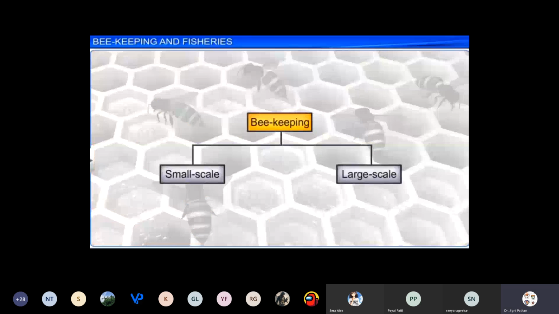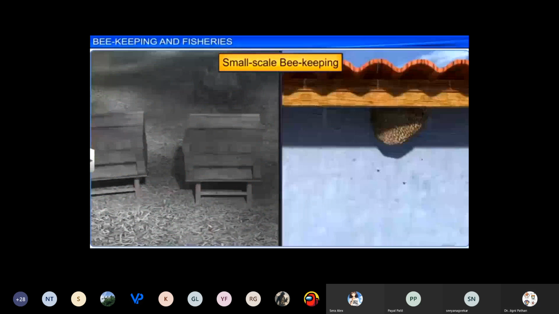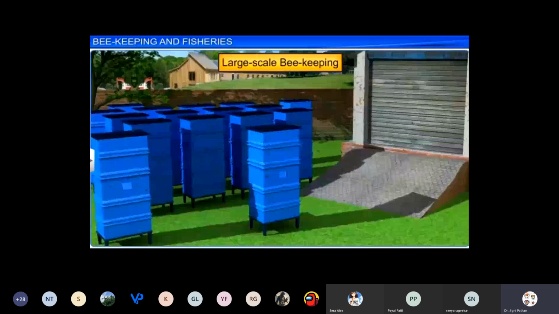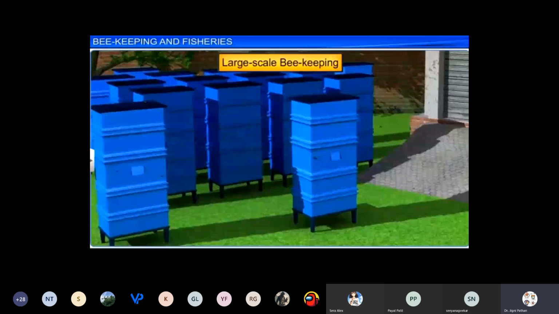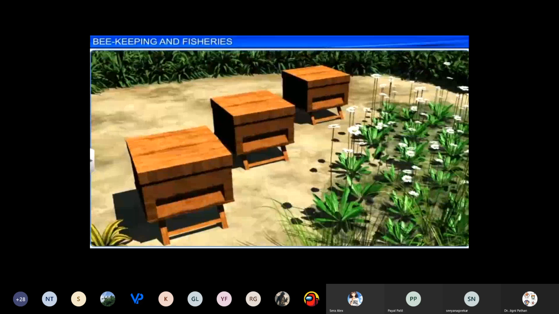In small-scale beekeeping, 1 or 2 apiaries are kept in verandas or on rooftops. Whereas in large-scale beekeeping, many apiaries are used. As the quality of the honey depends on the pasture available near the apiaries, beekeeping is usually practiced near fruit plantations and cultivated fields.